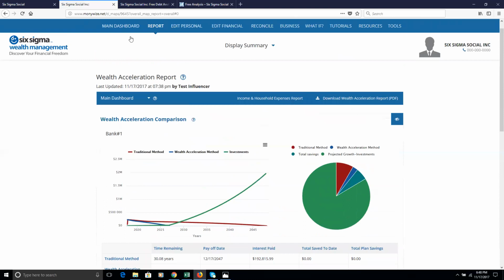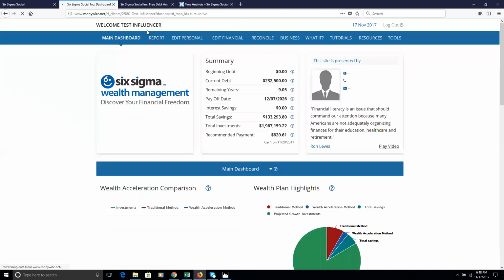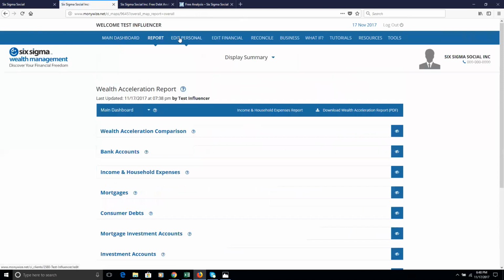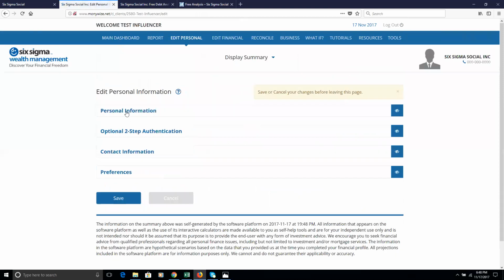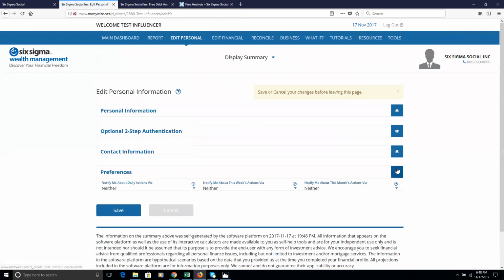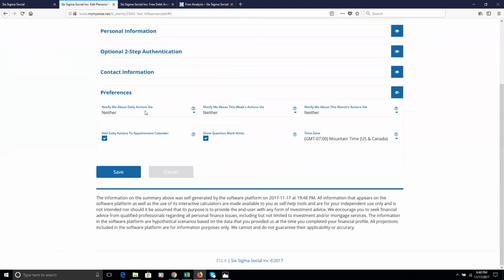I want to show you, when you said earlier on to me, Ken, so we've got a dashboard, we've got a report section, we've got the edit personal section where we can set up our information. One of the things that I like here, you can set up your preferences. I can be notified about any actions either on a daily basis or a weekly basis or a monthly basis. Let's say it's going to tell me to make an extra payment. I can either get a text to my phone, or I can get an email, or both. So it will actually say to me, based on the calculation, Ian, make an extra $400 payment on your car. I love that. I really do.